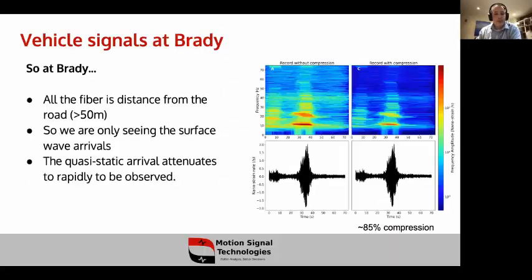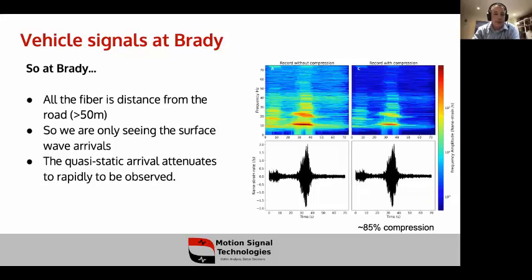So what are we seeing at Brady? Well, at Brady, we're much further from the road than we are in what's called the typical setting. Typically, you've got the fiber maybe within a couple of meters of the closest lane of what you're monitoring. It's rarely much more than 10 or 20 meters. In the case of Brady, our closest sensor is about 50 meters away, and the typical sensor distance is more like 100 to 200 meters away.